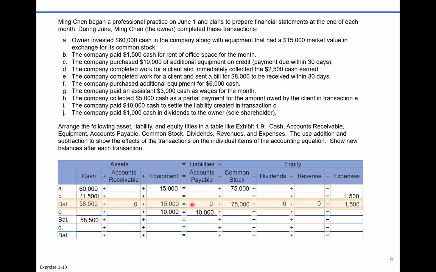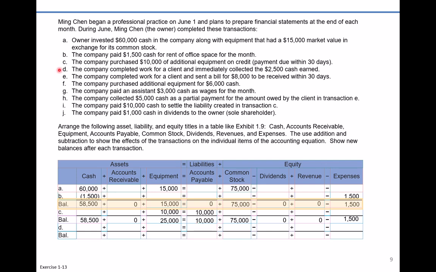We total things up, 58,500. The new equipment balance is 25,000. Now we have 10,000 for account payable. Common stock and expenses didn't change. Our balance sheet is still in balance, 58,500 plus, I'm sorry, 25,000. Well, that still equals 83,500 on the left side. 10,000 plus 75,000, that's 85,000 minus 1,500. Oh, that equals 83,500 on the right-hand side too. So our balance sheet equation is still in balance. Let's move on to D.